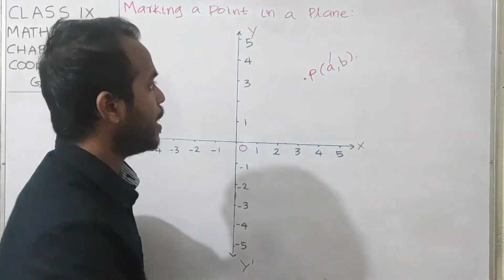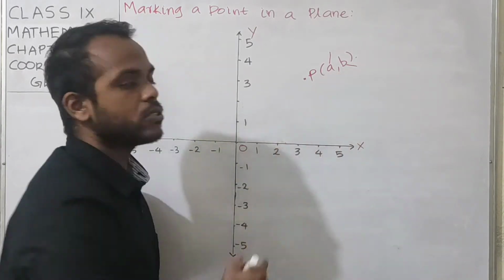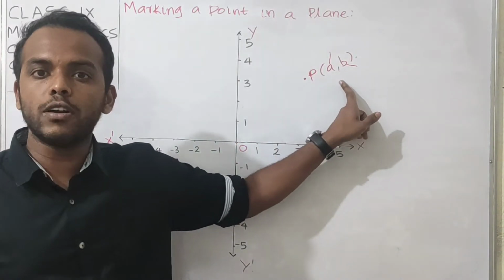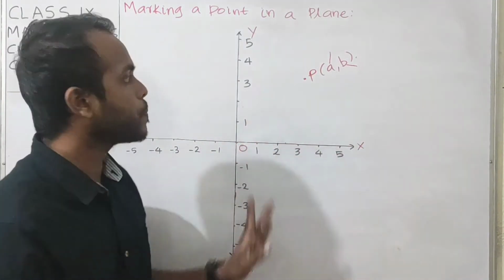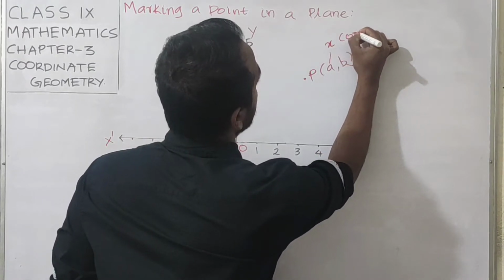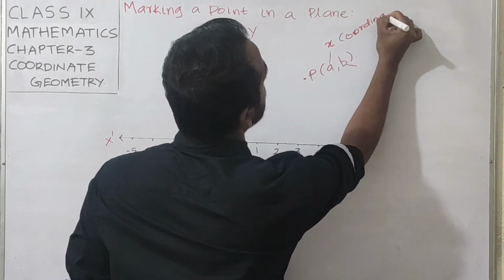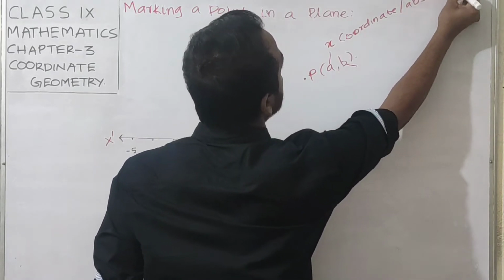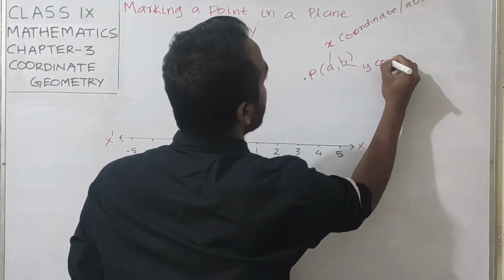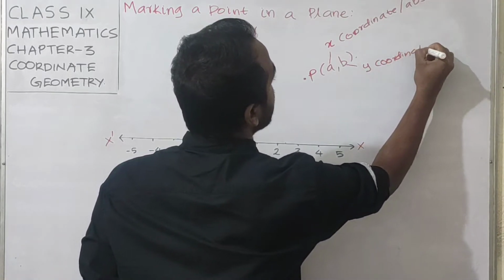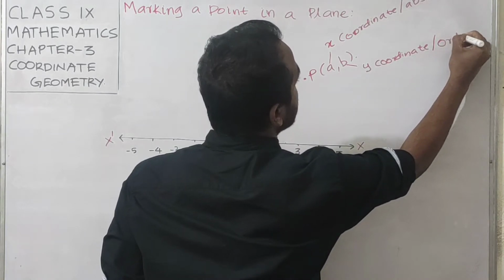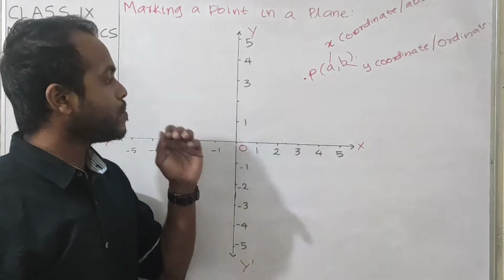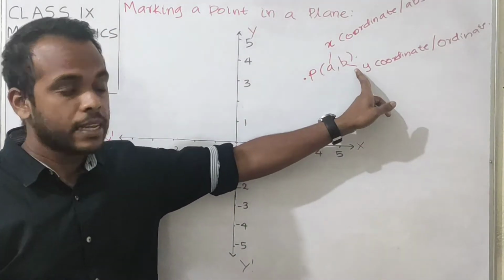Specifically, let's see precisely, we have two numbers, A and B. A is called the x coordinate or abscissa, and B is called the y coordinate or ordinate. You can learn any one of the names. Now let's see what that means.